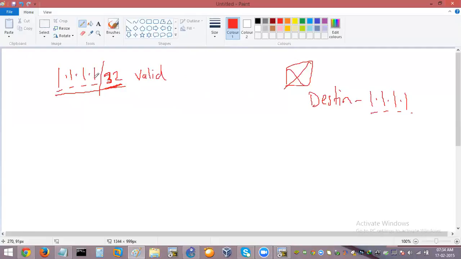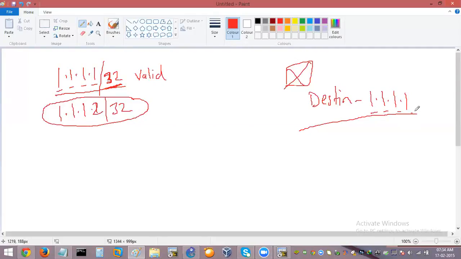If any of the octets is not matching with the destination IP address, this route entry is not valid. Now, let's say my destination is 1.1.1.1, and I have a route 1.1.1.2/32. Is it a valid route for this destination? The answer is no, because the subnet mask that I have installed is /32, which tells me to match all 32 bits with the destination IP address.